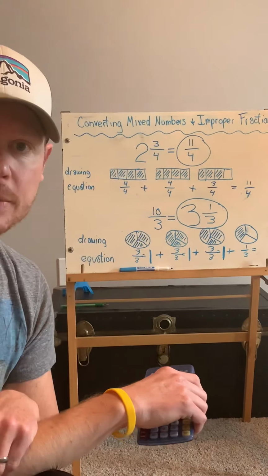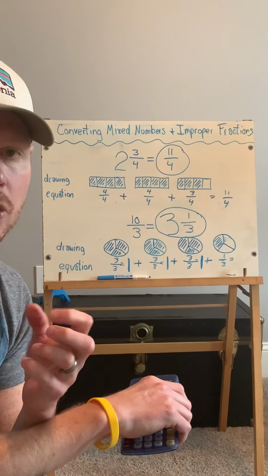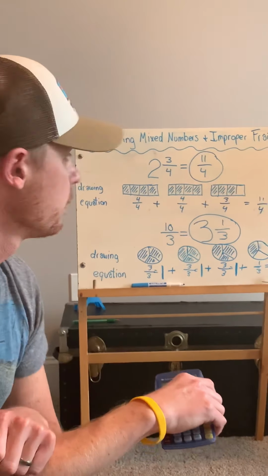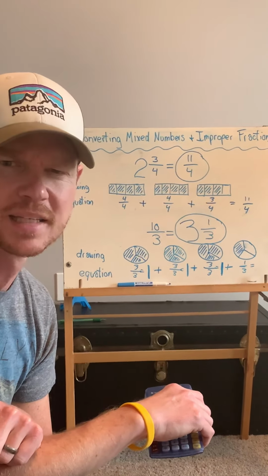So there's a couple examples. Today we're going to practice again. We're going to use a drawing and an equation to match that drawing to convert mixed numbers and improper fractions. You got it, guys. Go for it.